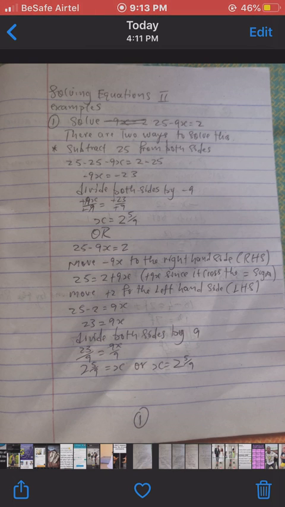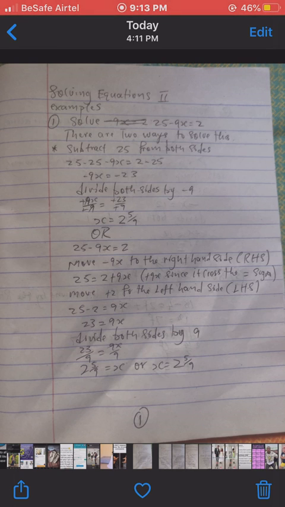Now each time you reach this point in any equation, you divide both sides by the coefficient of the unknown. But here the coefficient of the unknown is minus 9, so we divide both sides by minus 9. Minus will cancel minus on both sides, and you're left with only positive numbers.